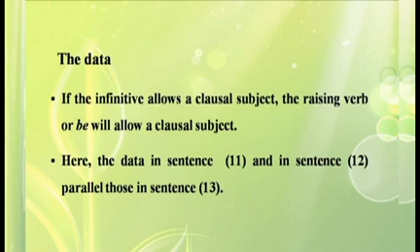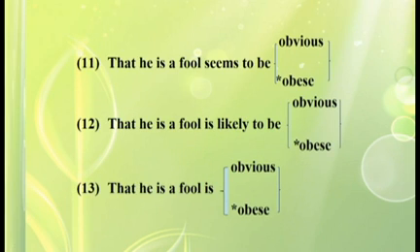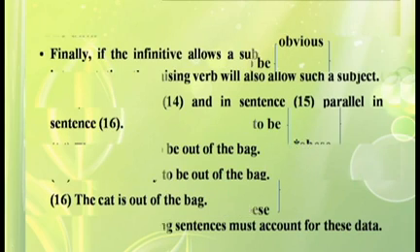If the infinitive allows a clausal subject, the raising verb or be will allow a clausal subject. Here, the data in 11 and 12 parallel those in 13. That he is a fool seems to be obvious. That he is a fool is likely to be obvious. That he is a fool is obvious.